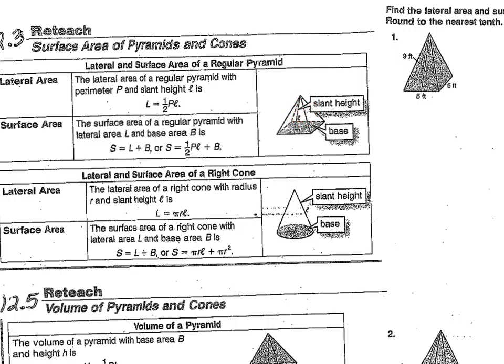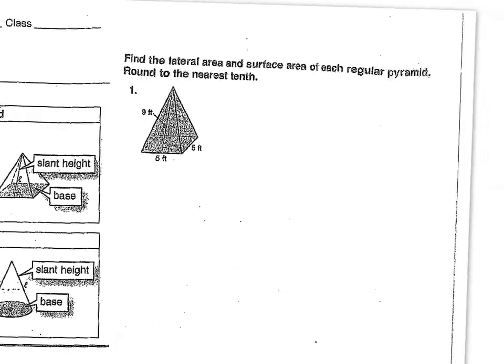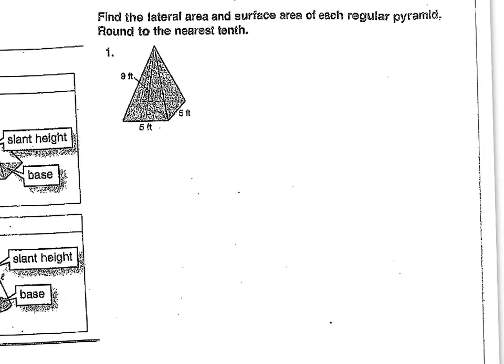And then when you want to know the area of the whole thing, including the base, we just add the area of the base. In this case, since the base is a circle, it's just plus pi r squared. So being said, let's go ahead and try number 1. Problem number 1 says find the lateral area and the surface area of each regular pyramid.